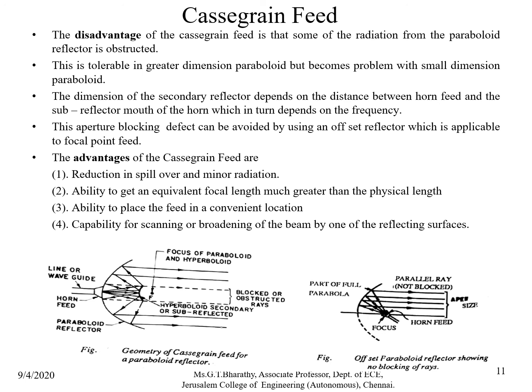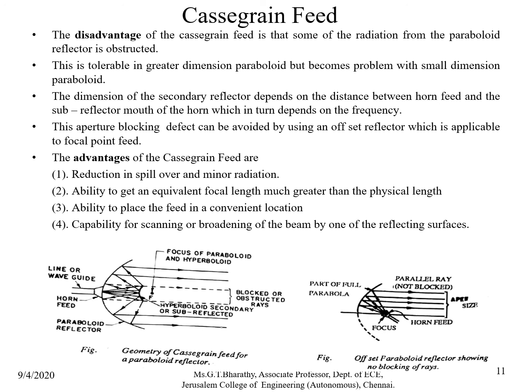This is tolerable when the size of the antenna is very large, but when the dimension is very small, this becomes a larger problem. The dimension of the secondary reflector depends on the distance between the horn feed and the sub-reflector, the mouth of the horn, which in turn depends on the frequency. This aperture blocking defect can be avoided by using an offset reflector. That is, instead of keeping the hyperbolic reflector at the center, we can go for the second diagram where it is kept at an offset, where the center radiations are not blocked.